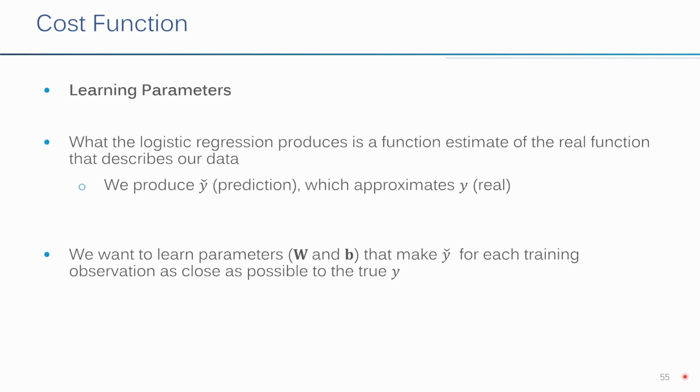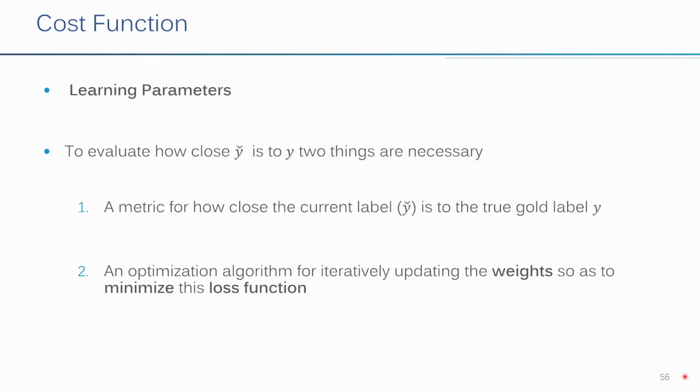Together with this error cost function that we have, we want to make sure that we learn the parameters, in this case weight and bias, that make our prediction for each training observation as close as possible to the true value of y, since in training we know exactly what data we're trying to approximate. And then, how do we evaluate how close our prediction y prime, or y hat, is to the y?